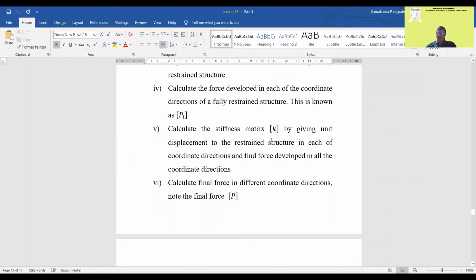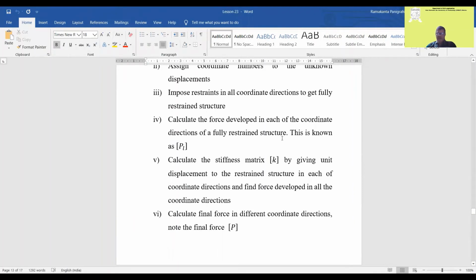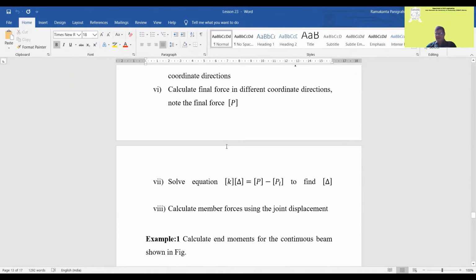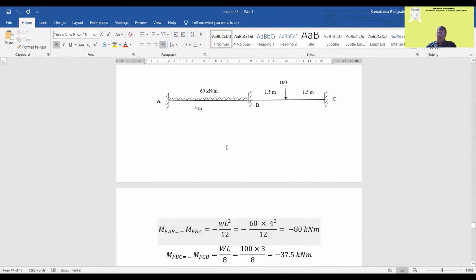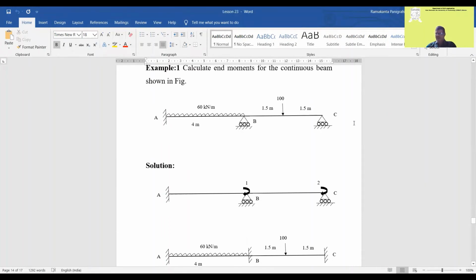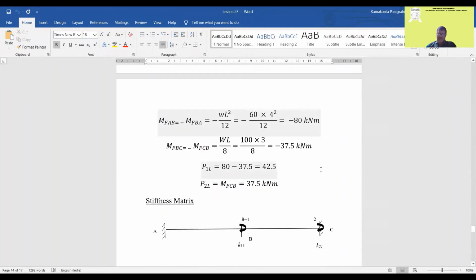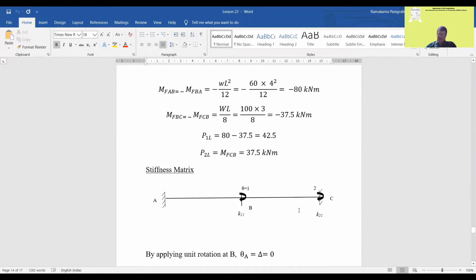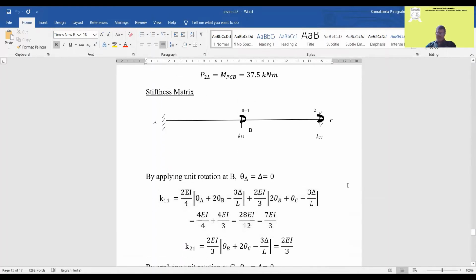So we said it is a fully restrained structure. That is the P1L, with restraints in all coordinate directions. But the P value is the load applied at the joints, and there is no load applied at the joints in this problem. So the P matrix will be 0 and the P1L matrix will be 42.5. That's it. Now we'll find P minus PL. Now we'll find K. Once we find the value of K, we can find theta 1 and theta 2. Now let us complete this problem.